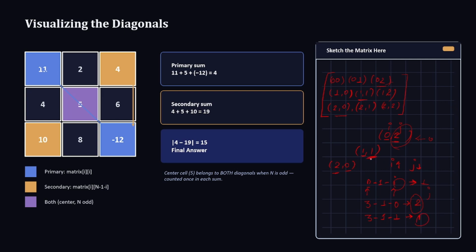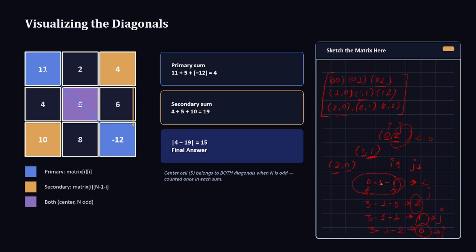Now, j is again calculated. After that, 3 minus 1 minus 2 equals 0. So from this pattern we can see that the column index decreases automatically. That's exactly why we use n minus 1 minus i.